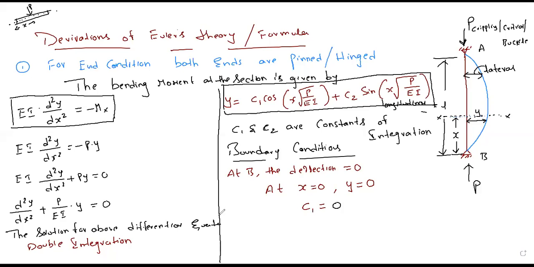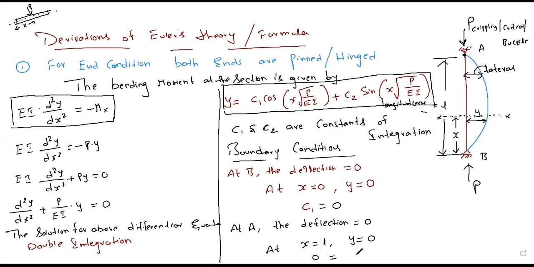Okay, now another boundary condition. At A, what is the deflection? At A 0, sir. Why 0? Because in a simply supported beam, at supports the deflection is 0, right? At this point, at x is equal to L, y is equal to 0. By that, substitute these two in the above equation, what will you get?